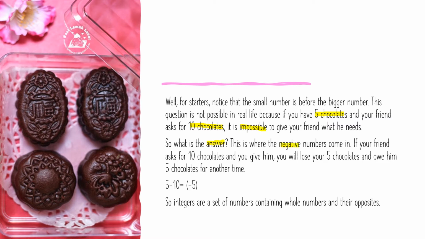This is where the negative numbers come in. If your friend asks for 10 chocolates and you give him, you will lose your 5 chocolates and owe him 5 chocolates for another time. So 5 minus 10 equals negative 5. Integers are a set of numbers containing whole numbers and their opposites. I know this is a bit confusing, but as we go on, you will learn more.